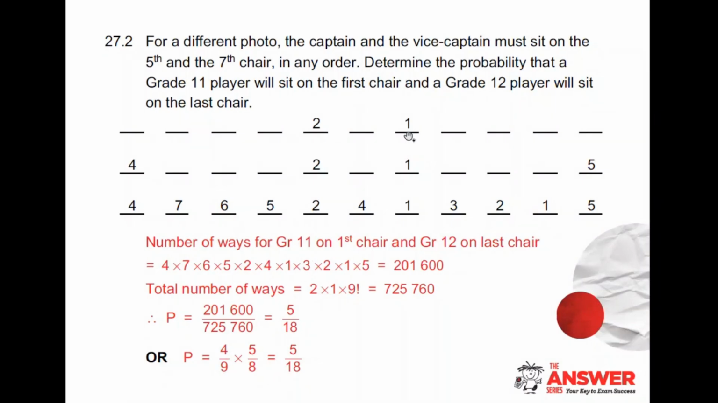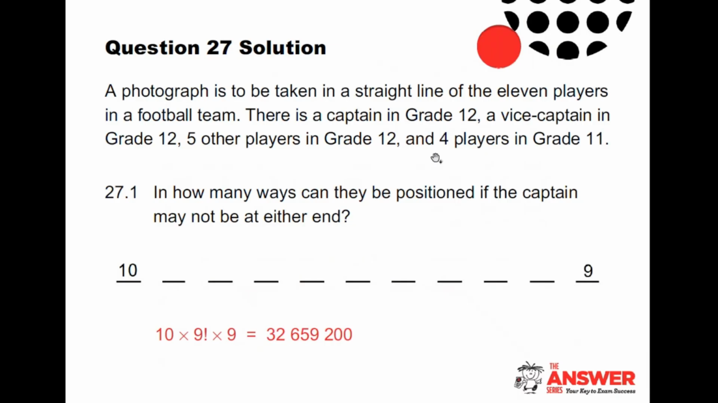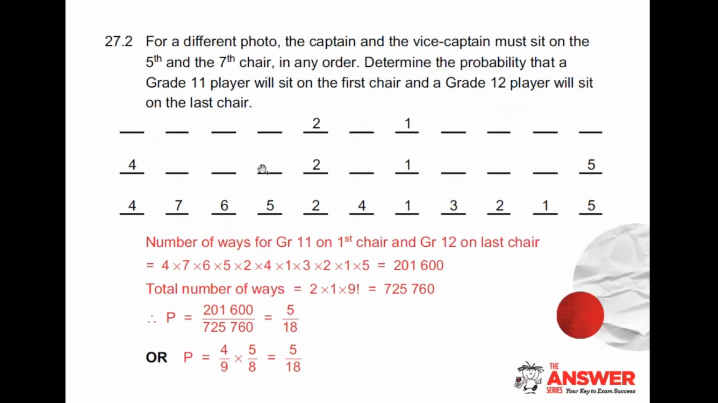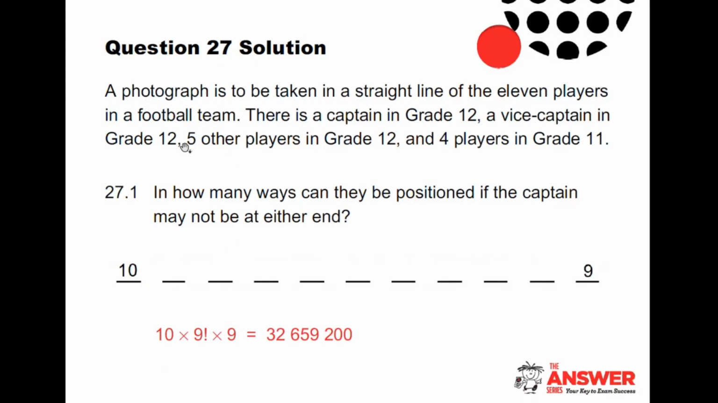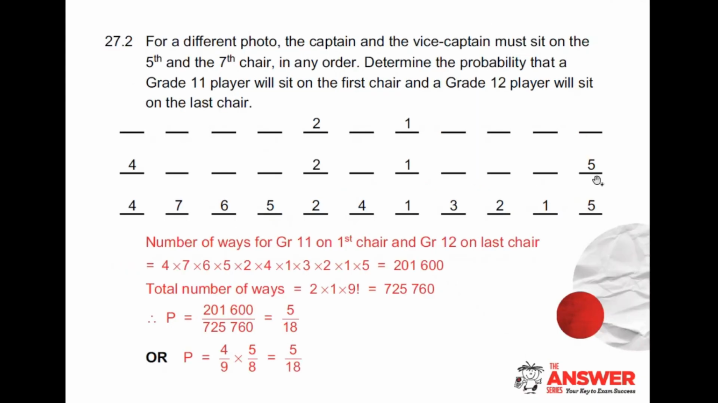Let's keep building up. A grade 11 player will sit in the first chair. Well, if I go back here, I've got 4 grade 11 players. So how many people can sit in the first chair? 4. A grade 12 player will sit in the last chair. Okay, I've got 5 other grade 12 players. So there's 5. So this is captain or vice captain. This is the other one. This is a grade 11 on the first chair. This is a grade 12 on the last chair.